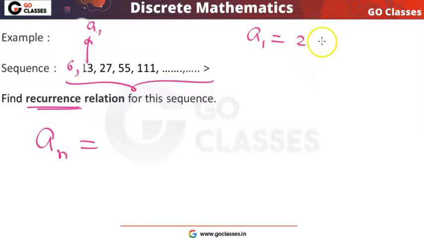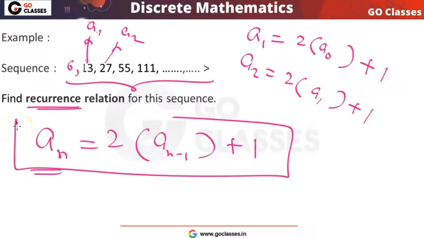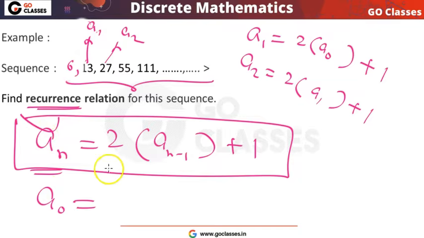Now with a small observation we can notice that a1 is basically twice a0 plus 1. Similarly, a2 is twice a1 plus 1. So I can say that every term is twice the previous term plus 1. This is the recurrence relation. Here every term is represented in terms of the previous term, so an is represented in terms of an minus 1. So we need one initial condition: a0 equal to 6. This initial condition with this recurrence relation will give us a unique sequence. So this sequence we will get.